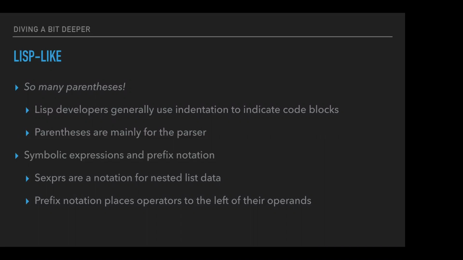Let's see. Lisp and LLL use symbolic expressions and prefix notation. Symbolic expressions are a notation for nested list data. Here's a definition. This one's real this time, I didn't make it up. Symbolic expressions are a means of representing semi-structured data in human-readable text form, mostly composed of symbols and lists, and extensively used in the Lisp programming language, and of course, LLL. I'll be showing examples of this on the next slide.